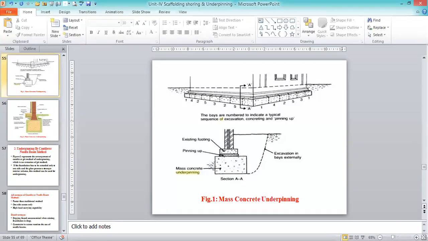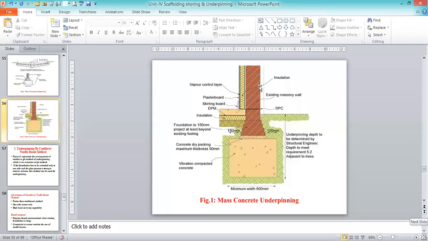And one more diagram is also there, you can see that one. Existing masonry wall, damp proof course, and this is whatever we are going to provide. This is completely vibrated concrete, compacted concrete. You have done the concreting. This is the enhancement of the concreting we are going to do for the existing one. Concrete dry packing, this is the joint we are going to provide.